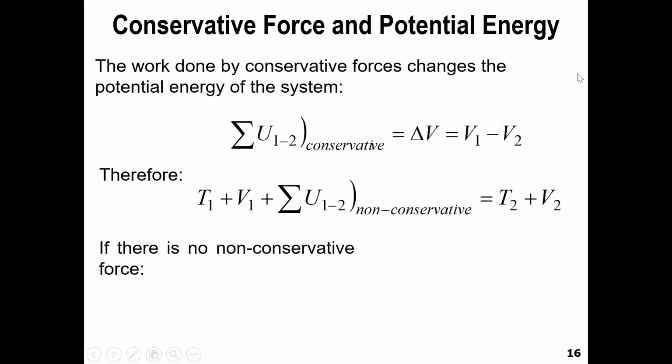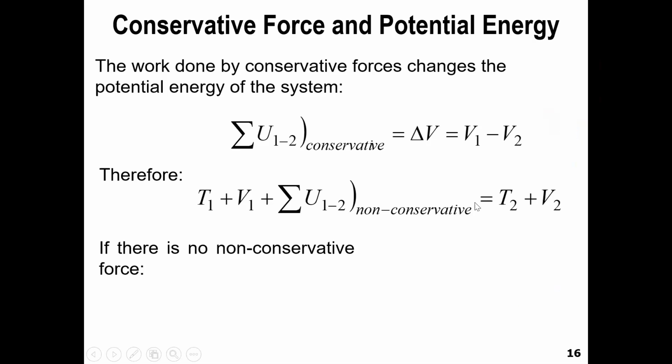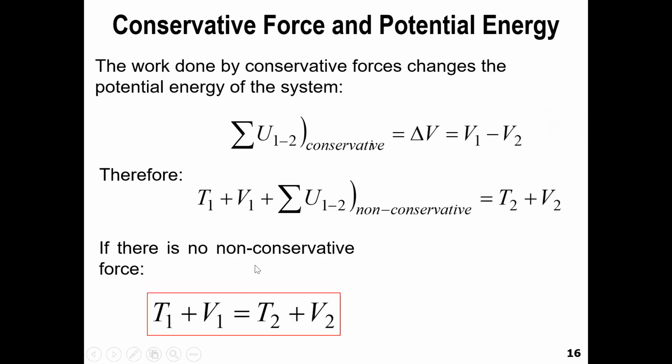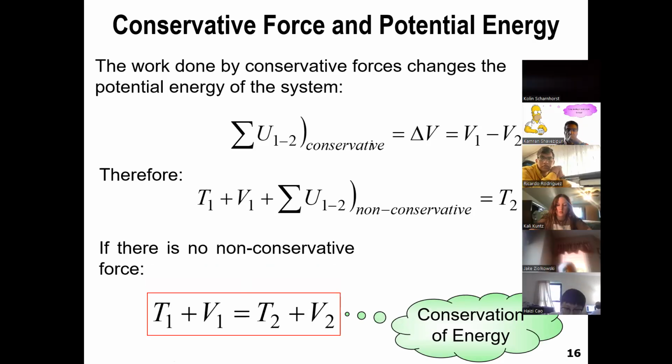But something that makes it nice is this. Imagine you have a system that does not have any non-conservative force, which means this term does not exist. There's no friction, there's no pulling or pushing or any other force. If that's the case, you can simply say T1 plus V1 equals T2 plus V2. And we call this conservation of energy. Is it too much? Too quick?